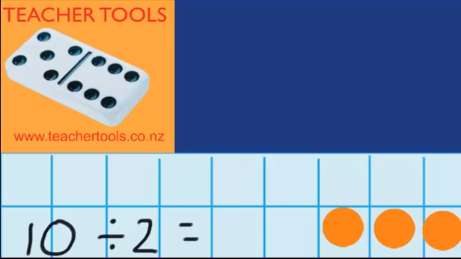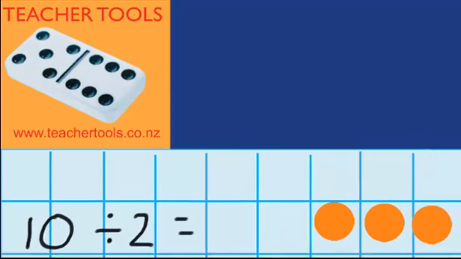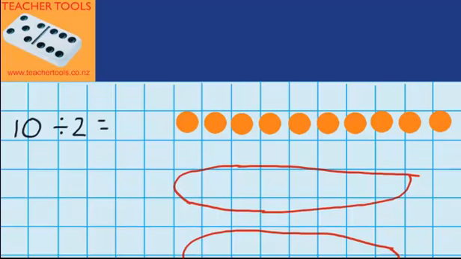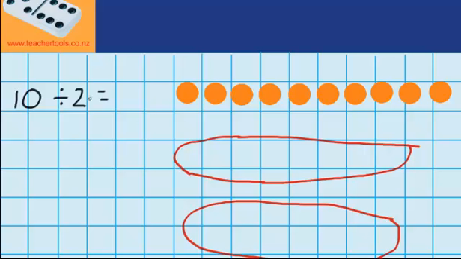Welcome to the Year 2 lesson for division. In this lesson I'm learning to use equal sharing to solve division problems. Well, here's my first question, 10 divided by 2.